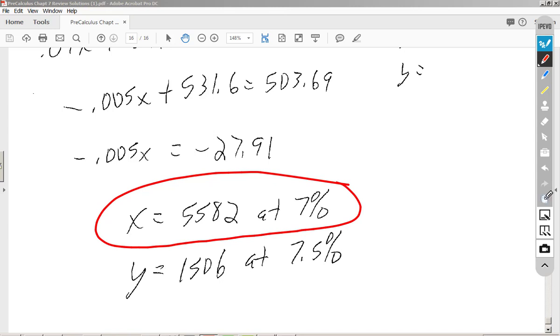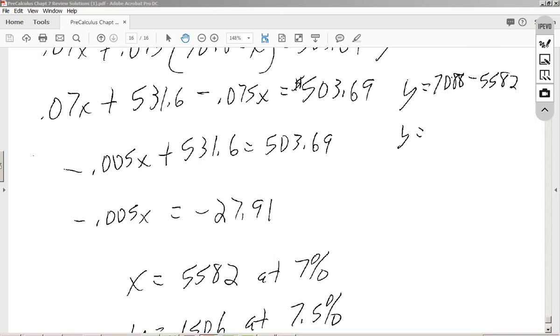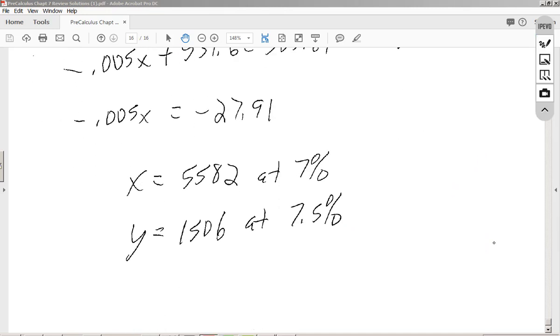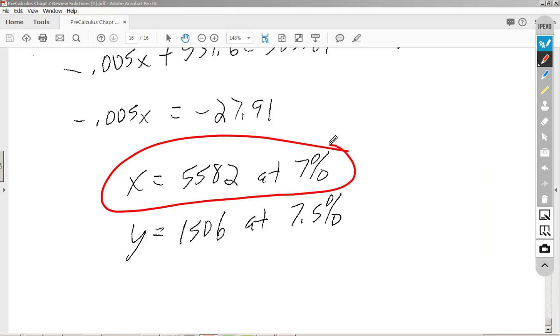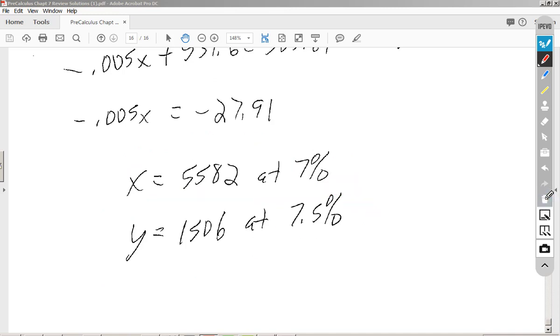So now to find the y value that goes with that, I can go ahead and substitute that into this equation right here. So substituting 5,582, I take 7,088 minus 5,582, and that gives me the answer to my second equation, which is 1,506. So there's my two answers. I've got 5,582 for my x, which was at 7%. I've got 1,506 at 7.5% for my y value. And that will be your answer to that question.